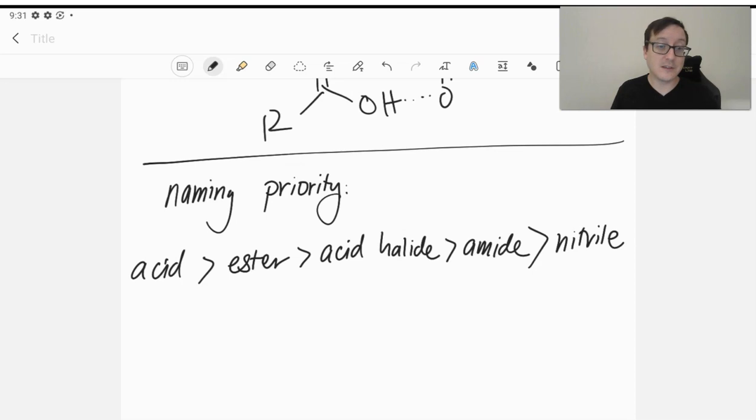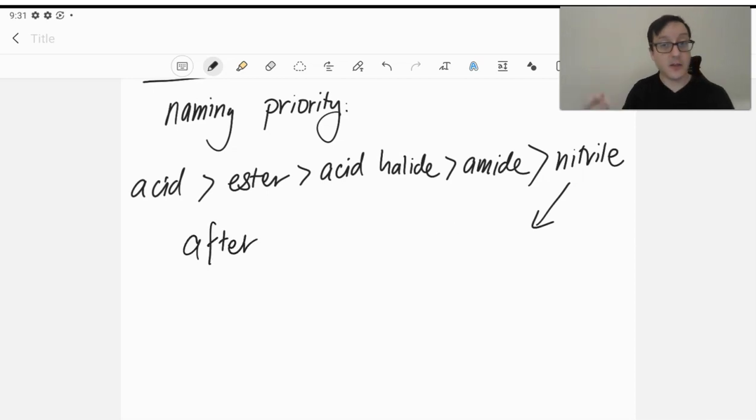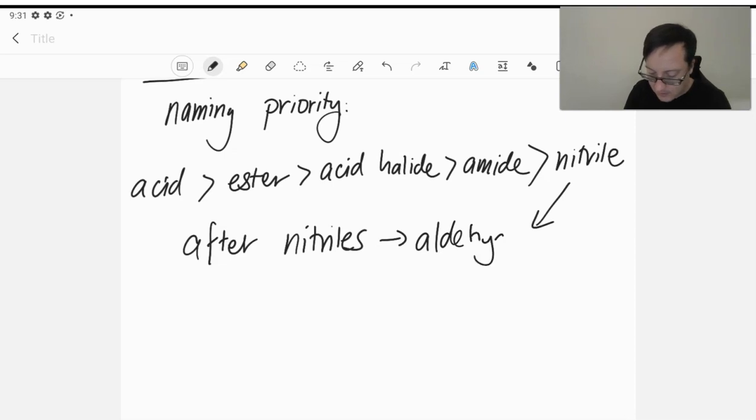The naming priority goes as follows. Acids have the highest naming priority of any organic functional group. Second highest for us will be esters, then acid halides, then amides, then nitriles. After nitriles comes the other ones. So after nitriles, then we have aldehydes, ketones, and alcohols, amines, etc. So all of the ones that we have studied previously. So we're just adding everything on top.